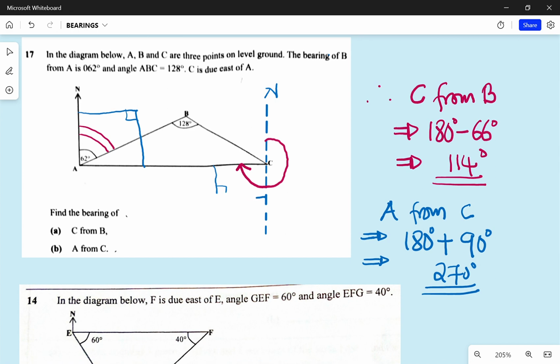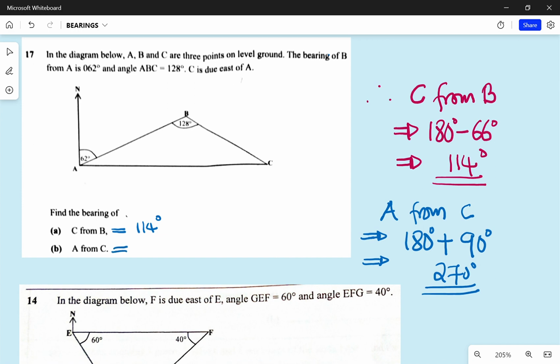All right, so for question 1 we are done. That's how basically you should work when you are dealing with bearings. Let's consider question 2. So here from this one, we can say that the bearing of C from B, the solution to this one is going to give me 114 degrees. The solution to this one is going to give me 270 degrees. Okay, let's move on to question number 14.